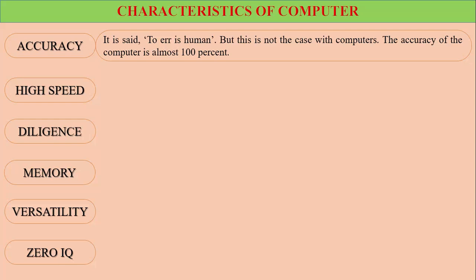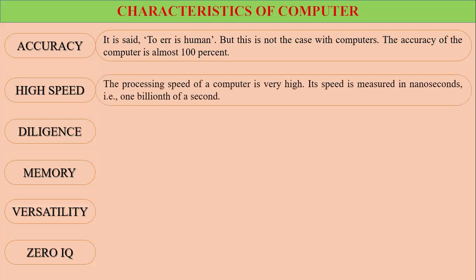Okay, now high speed. The processing speed of a computer is very high. Its speed is measured in nanoseconds, that is 1 billionth of a second. It can carry out thousands of simple mathematical operations in a matter of a few seconds.